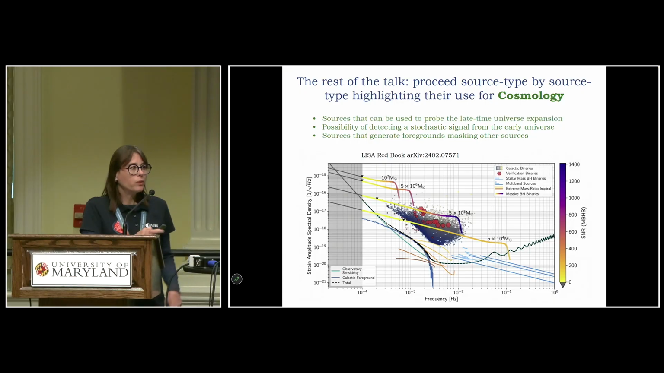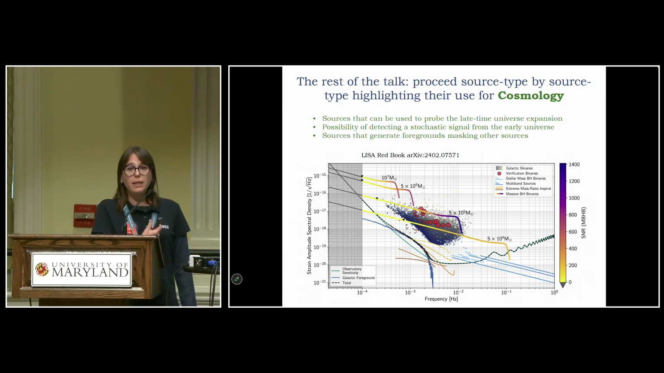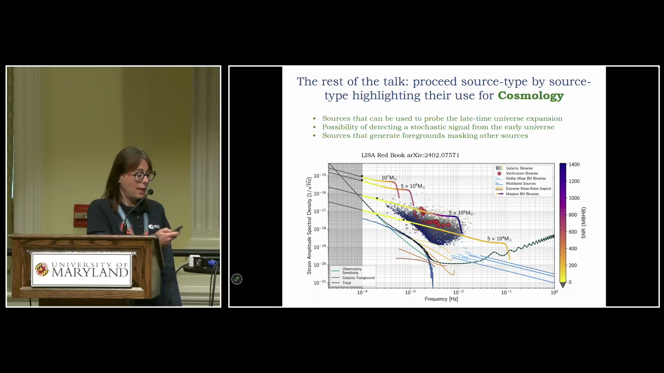I'm sure you are more or less all familiar with this picture, a cartoon of all the possible LISA sources that we expect LISA to see, from the Red Book. For the rest of this talk, I will proceed source type by source type, and every time I will highlight their use for cosmology. There are sources that we can use to probe the late-time universe expansion. I will go through the possibility of detecting a stochastic background from the early universe, and as we already heard in the previous talk, there are also sources that generate foregrounds masking other sources.